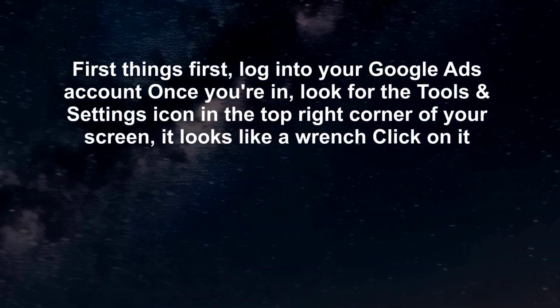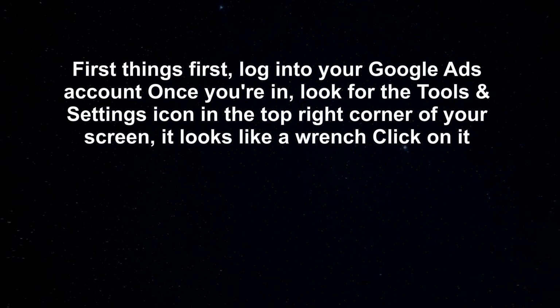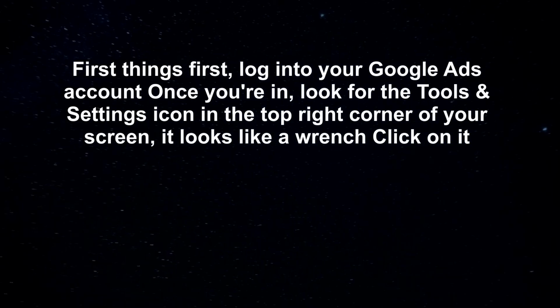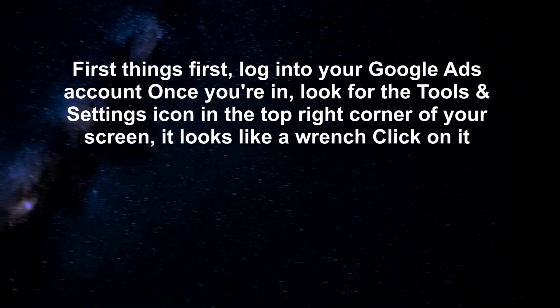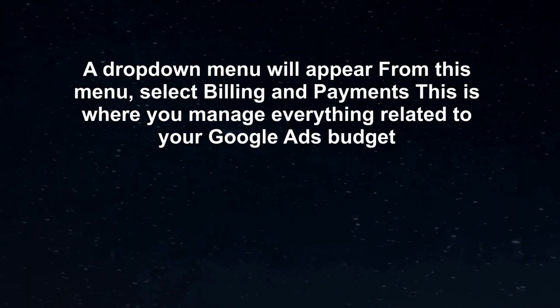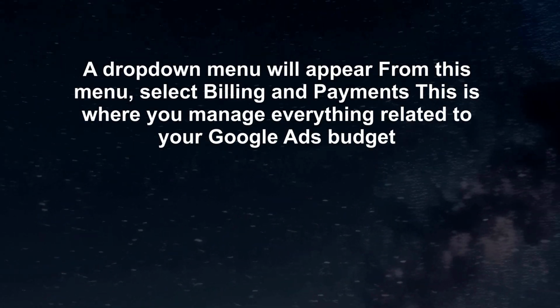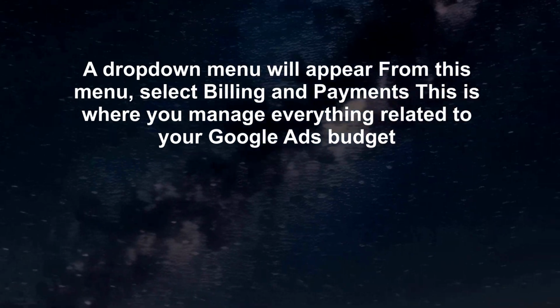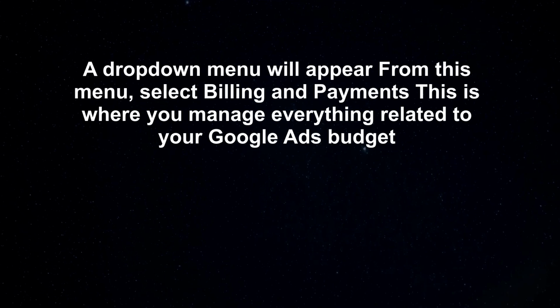First things first, log into your Google Ads account. Once you're in, look for the Tools and Settings icon in the top right corner of your screen. It looks like a wrench. Click on it. A drop-down menu will appear. From this menu, select Billing and Payments. This is where you manage everything related to your Google Ads budget.